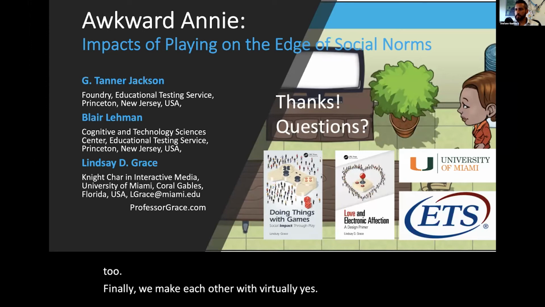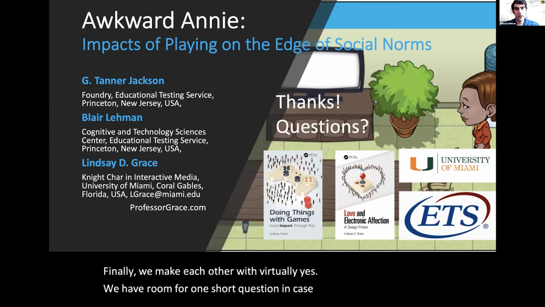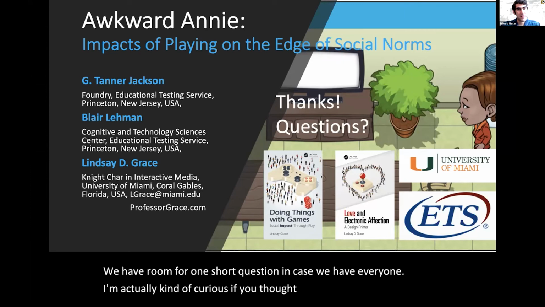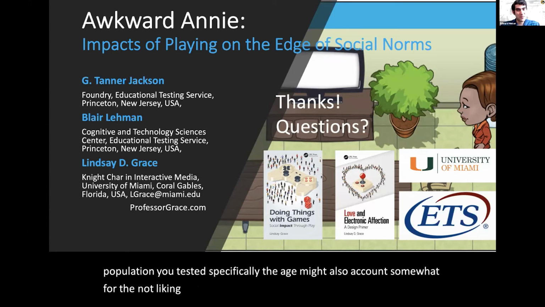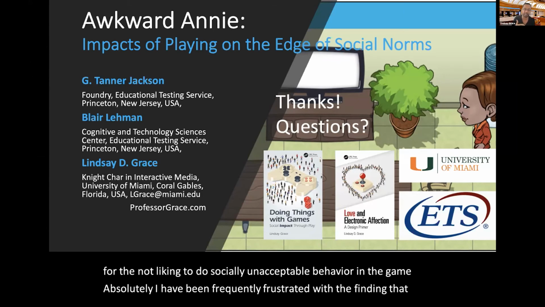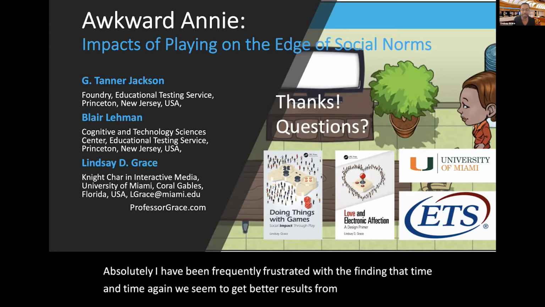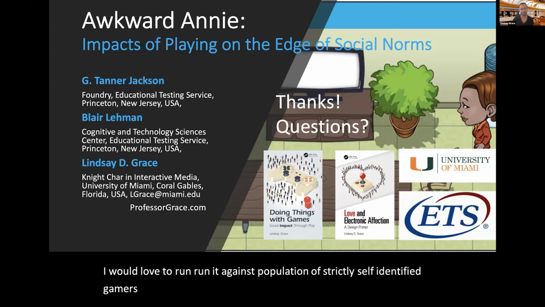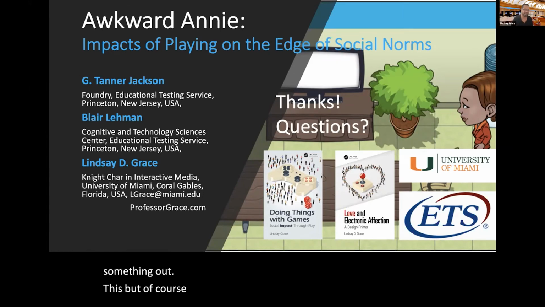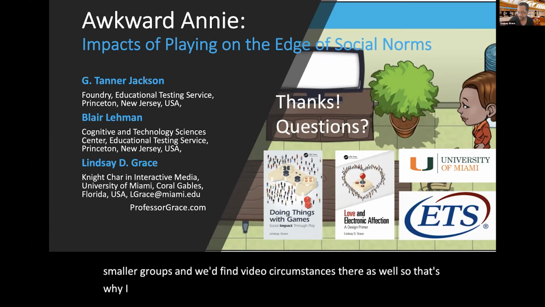We have room for one short question, in case we have one. I have one, Edward. I was curious if you thought the demographic of the population you tested, specifically the age, might also account somewhat for the not liking to do socially unacceptable behavior in the game. Absolutely. I have been frequently frustrated with the finding that time and time again we seem to get better results from appropriateness. I would love to run it against a population of strictly self-identified gamers, because I think they're going to want to run the other way, which is one of the big ambiguities when you roll something out like this. But of course, the challenge is that we could also look at much smaller groups and find idiosyncrasies there as well. So that's why I wanted a large set, to find at least some version of a pattern.